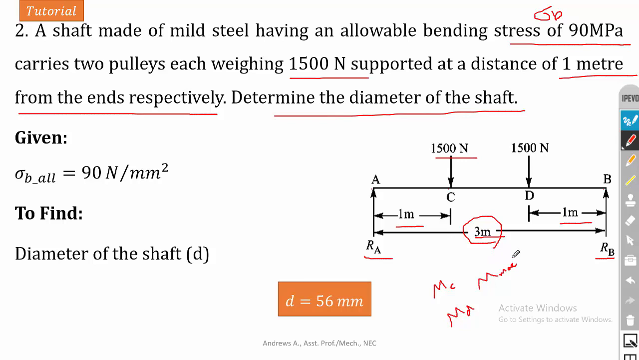Finally, in the bending equation we have to substitute the value of M max and the sigma b value, and we can calculate the diameter value. After calculating the diameter value, using the R20 series from the data book, we have to standardize the diameter value. And the standardized diameter value for this problem is 56 mm.